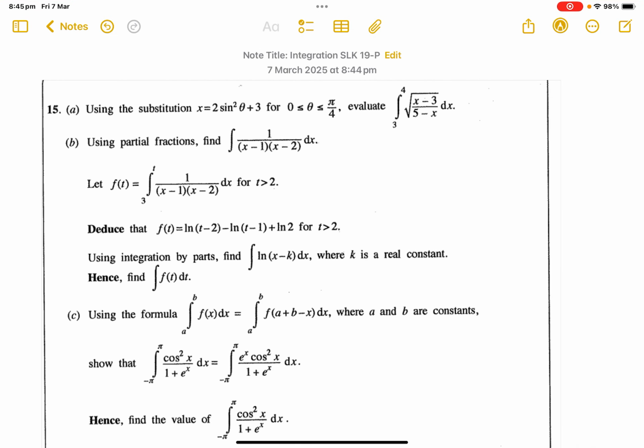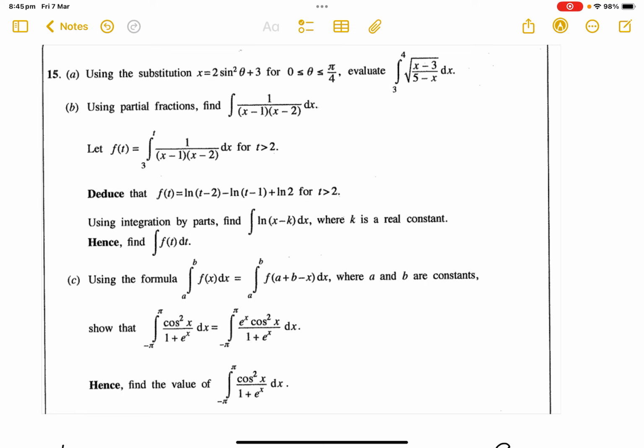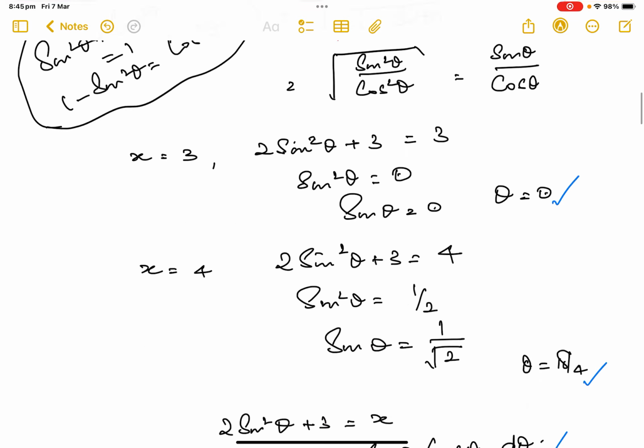Right, next part: using integration by parts, find the integral of ln|x minus k| dx, where k is a real constant. So let's do that first.